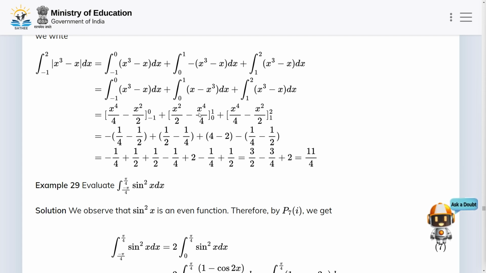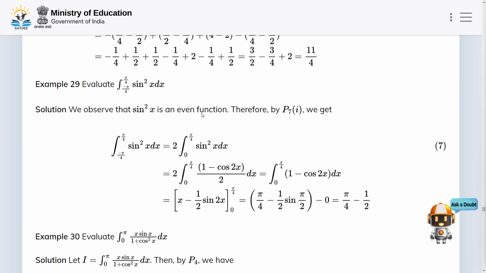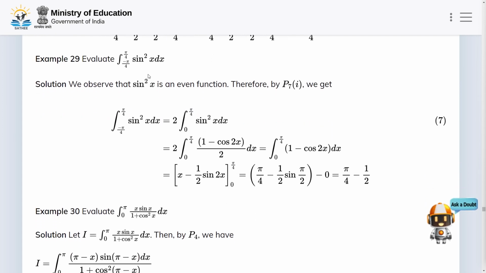Okay, clear. Let us move to the next example. Now the definite integral from minus pi by 4 to pi by 4 of sine square x dx. Just evaluate. So first of all, observe that sine square x is an even function. Now if it is an even function, this means what?